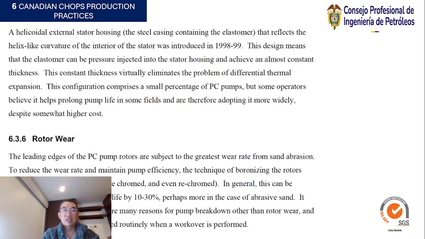This configuration comprises a small percentage of PC pumps, but some operators believe it helps prolong pump life in some fields and are therefore adopting it more widely, despite somewhat higher cost.